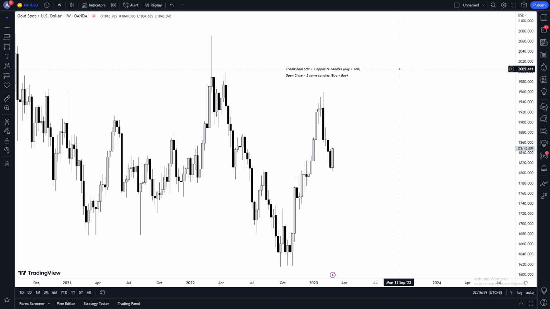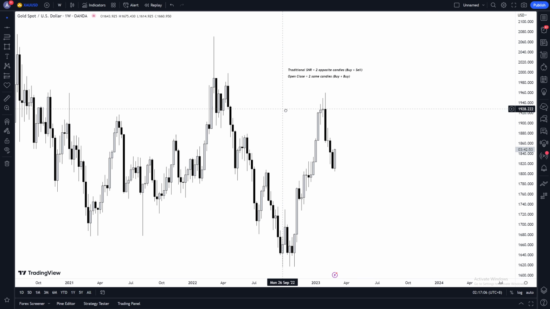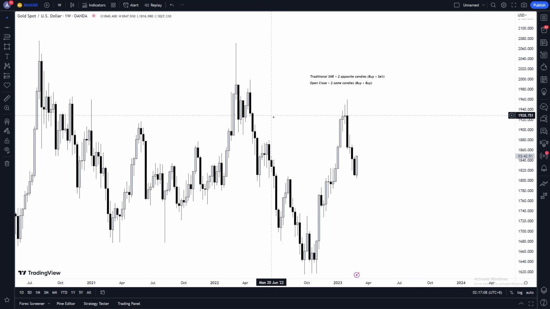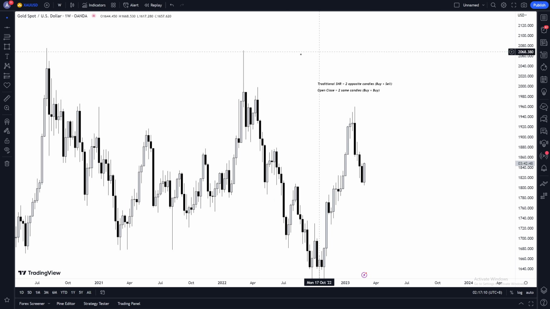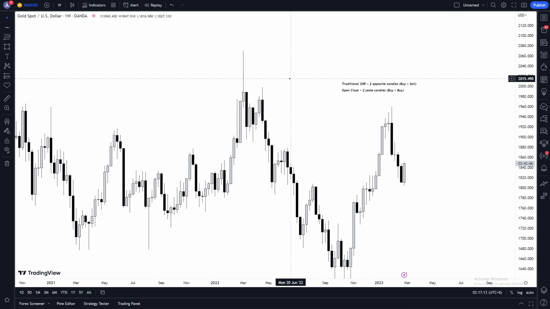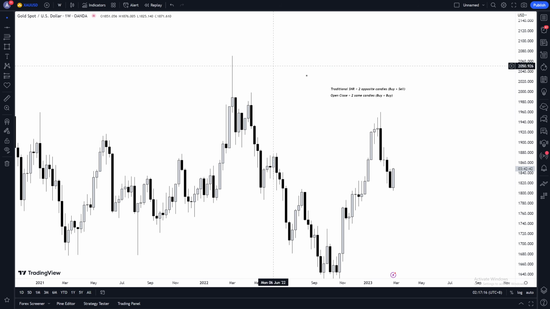Now I've given you guys the theory. Open close is the two same candles. Now how do we actually mark this up on the charts? Very, very easy. This is the easiest thing ever. Remember how previously when we looked for resistance, if you haven't watched the previous video, go ahead and check it out. How do we mark resistance? A buy candle and a sell candle, both of them closing forms of resistance.